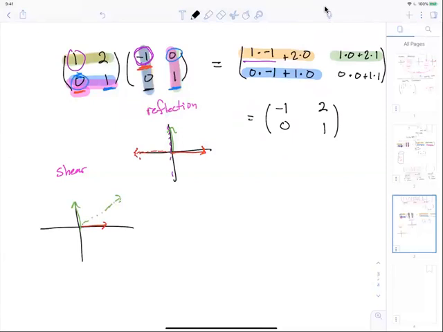So this is what happens when you have these before and after graphs where you get this kind of weird twist, turn, stretch. You get matrices that look like this that don't fit any of the patterns that we did last time.